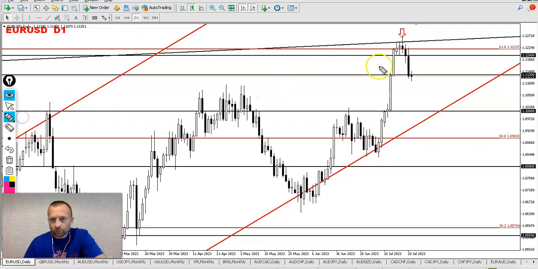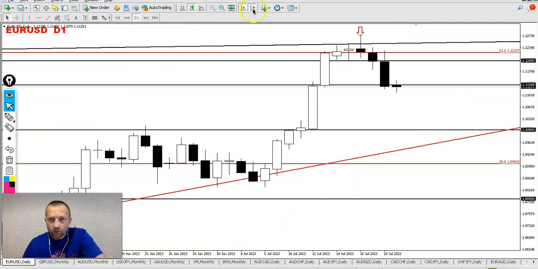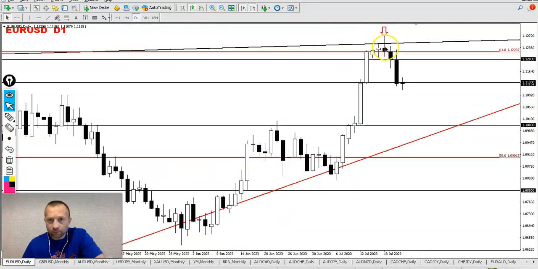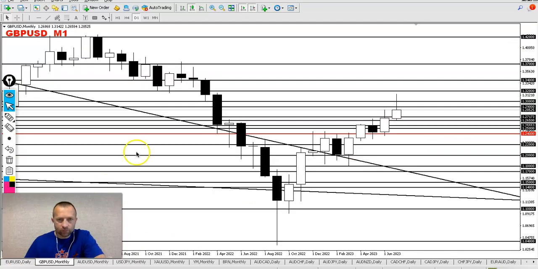For support, it's here at 1.1, and the resistance is around 1.13 roughly, and of course the 1.12 zone. In terms of price action, we had this sell pin bar candle. Let me zoom. I'm talking about this candle, yeah, this black one. Okay, let's switch, guys. I would recommend to sell after some strength and based on price action.